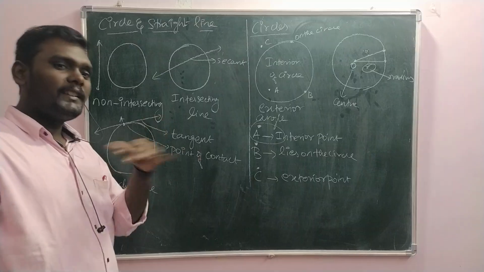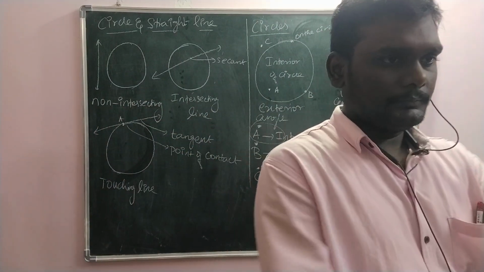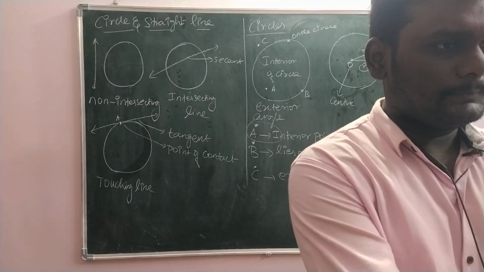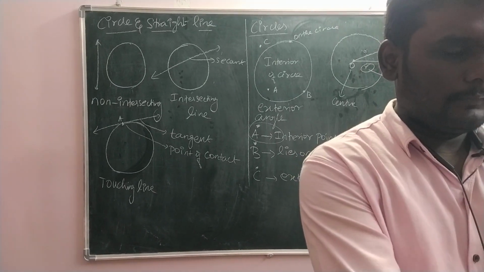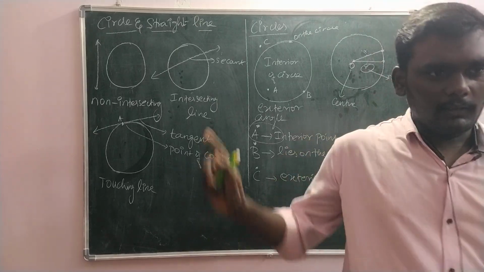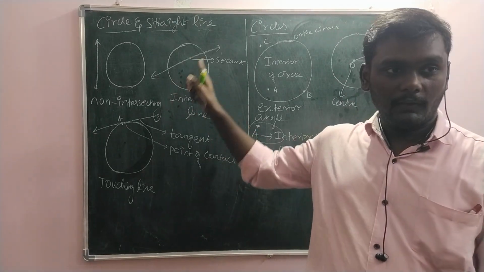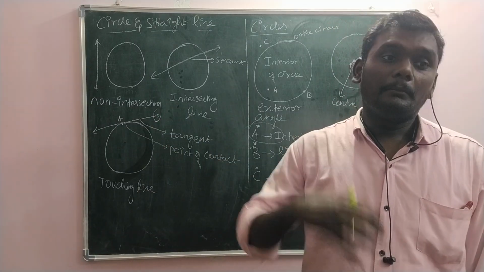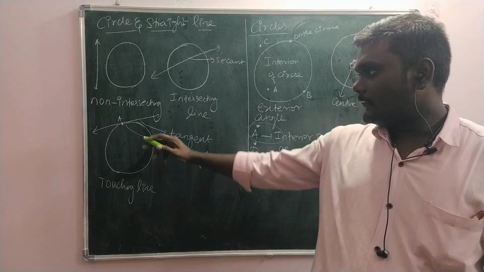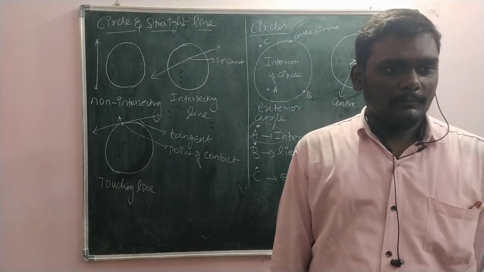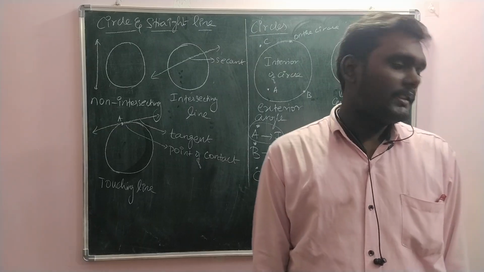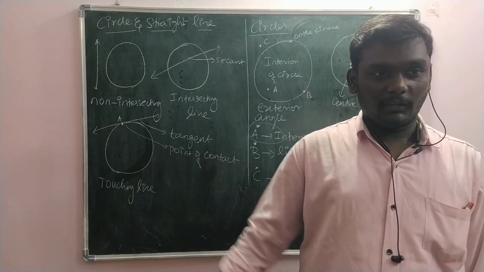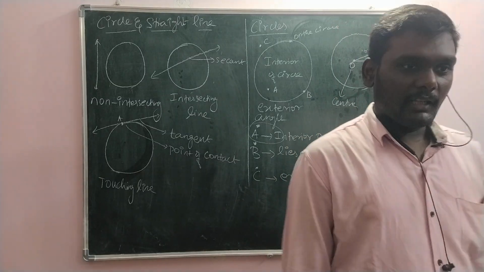Alright, now we'll see how many lines are possible. Like secants, how many secants can we draw for a circle to intersect in two different points? Infinitely many secants are possible. Likewise, how many tangents will be possible for a circle? Infinitely many tangents are possible. A circle can have infinitely many tangents.